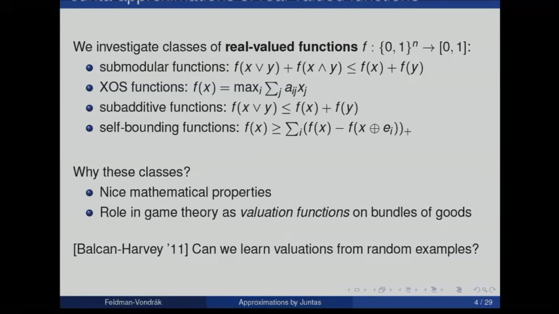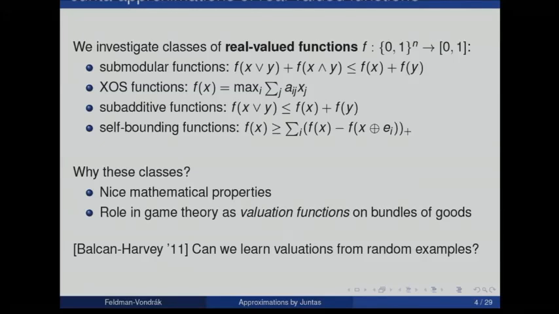Why do we care about these function classes? Well, for one thing, they are mathematically nice. We can prove nice things about them. But this work was really motivated by a question raised by Balcan and Harvey, which comes more from the algorithmic game theory angle: given random examples of values of such a function, how well can we learn the function from random examples? These are the classes of functions that arise in AGT for the following reason: these are classes that capture certain types of valuation functions of goods.